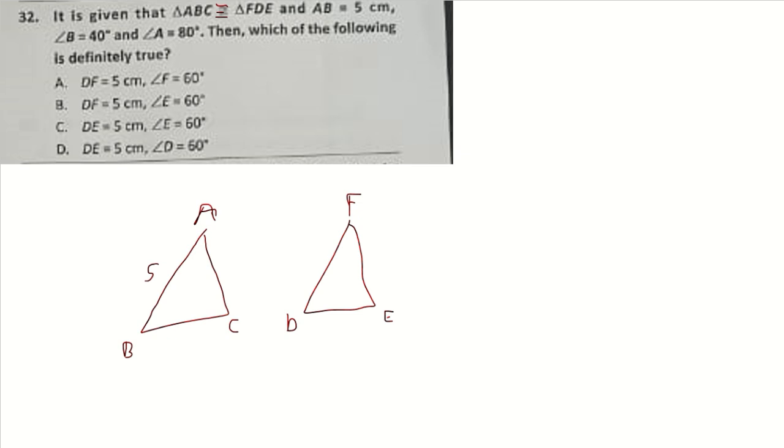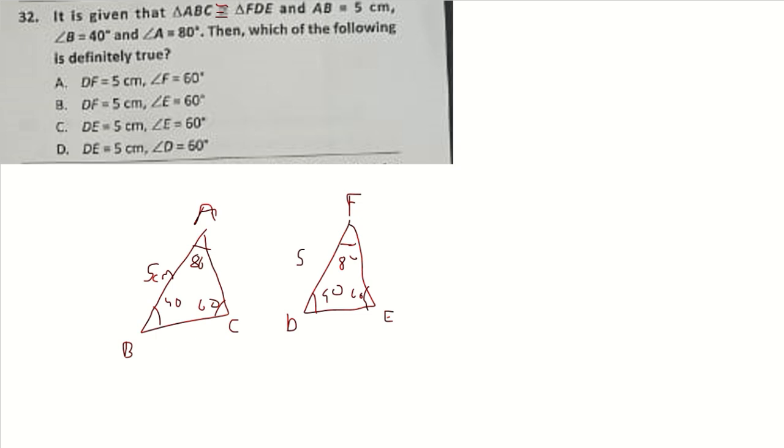AB is 5 centimeter. Now these are congruent. That means FD must also be 5 centimeter. Angle B is 40. That means here angle D is 40. And angle A is 80. That means angle F must be 80. And by triangle sum property, angle C is 60 and angle E is 60.